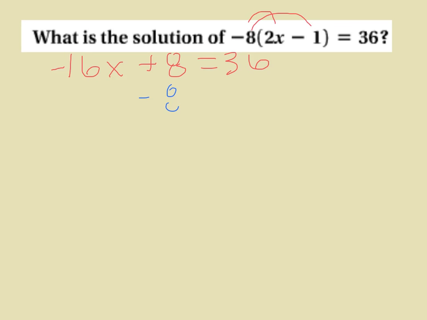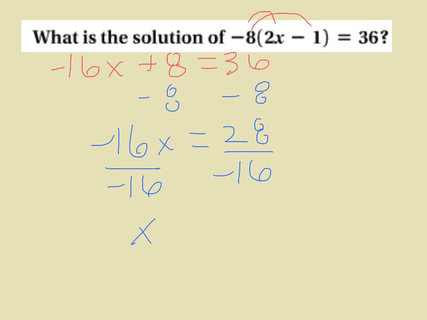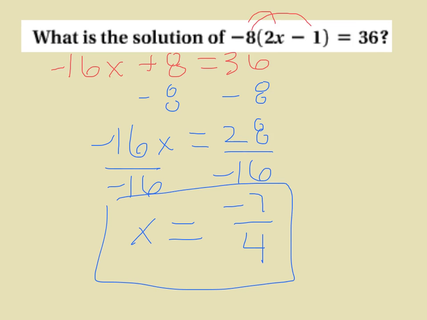So I subtract 8 from both sides of the equation. I get negative 16x is equal to 28. And then I divide by negative 16. X is equal to negative 7/4, because both of those can be divided by 4. And I leave it just like a fraction.